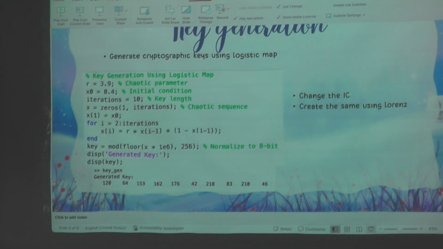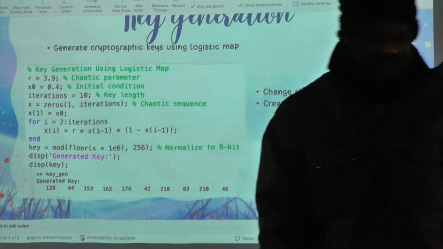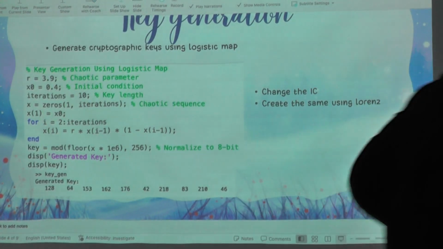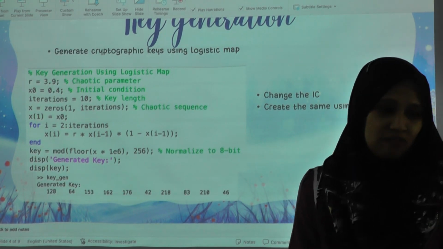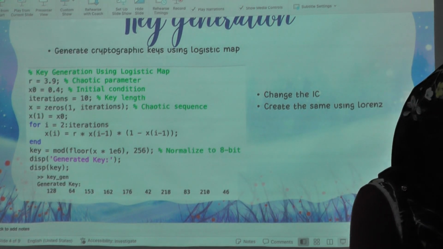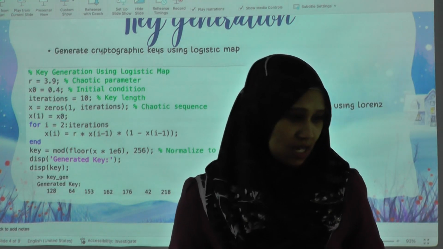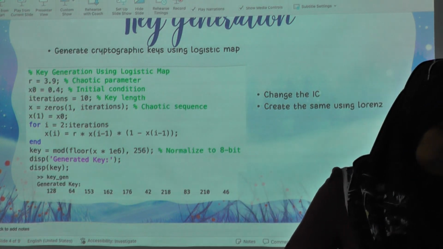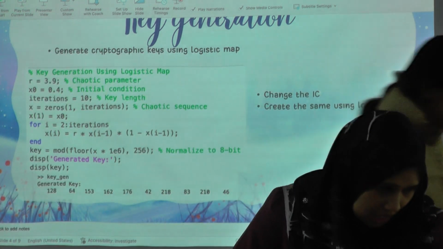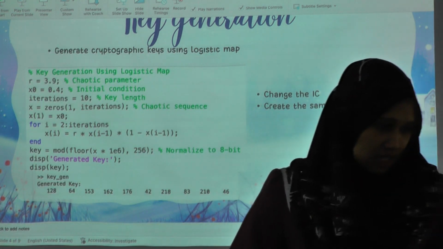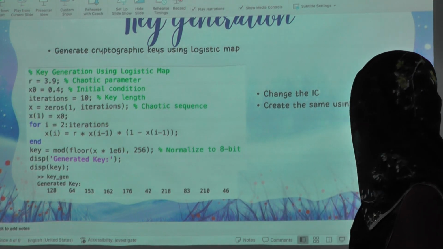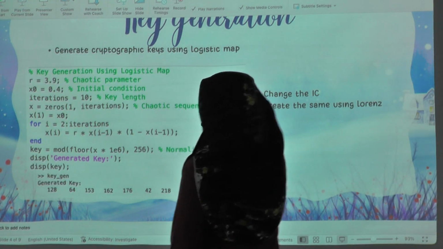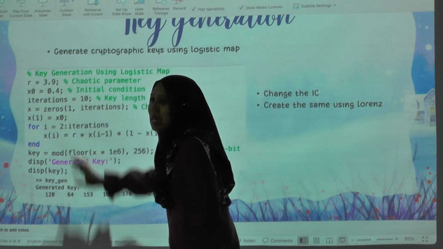Okay, so basically the answer is 128, 64, 135, 153, 162, 176, 42, 12, 18, 83, 110 and 46, right? This is because the iteration gives you 10 answers, since you are asking for 10 keys.